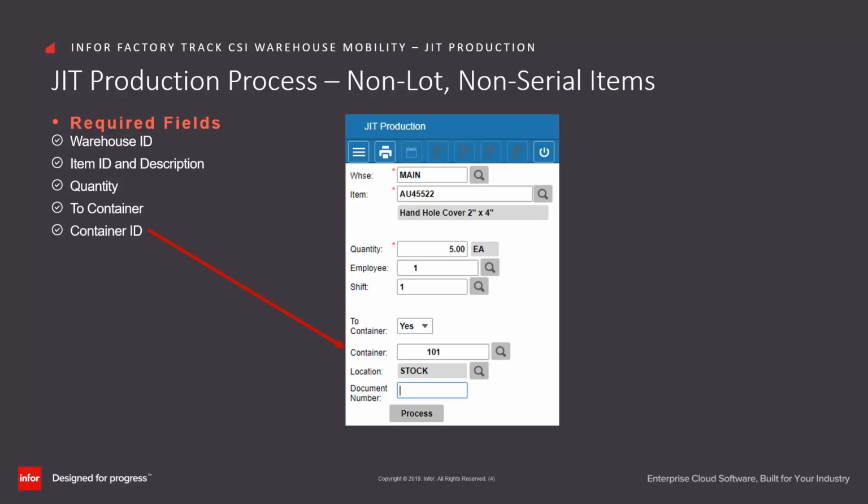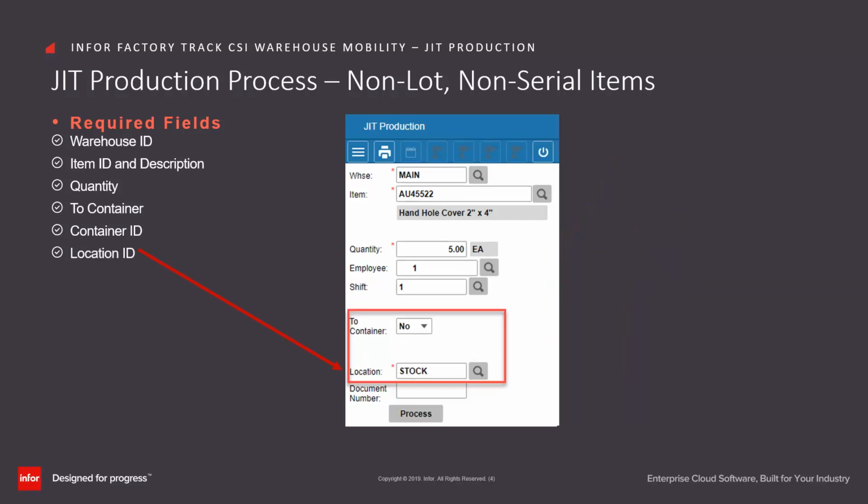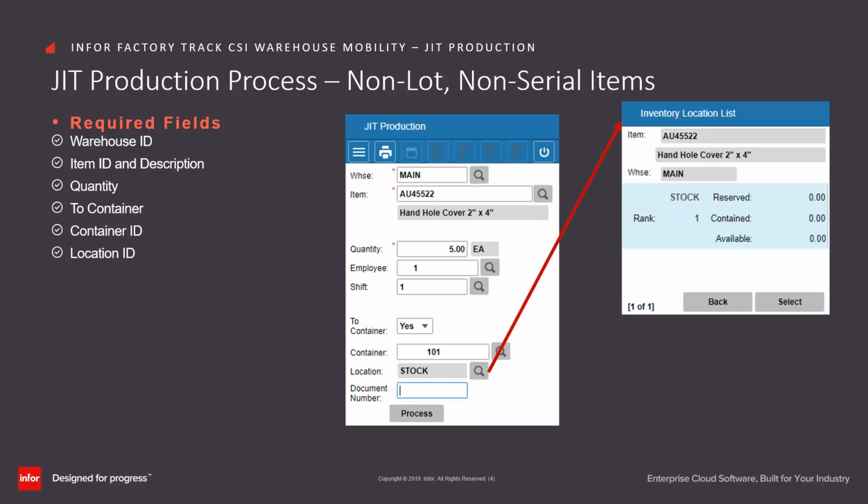When the to container field is yes, enter or search and select the container ID to which the items will be placed. Note that this scenario also removes the need to enter a storage location. If the to container field is no, the location field must be defined. Enter or search and select the location ID to which the items will be placed. Note this field is only enabled if the put away enable parameter is selected on the transaction set maintenance form. If not enabled, a warehouse parameter needs to be set to specify a default production receipt location to be used.